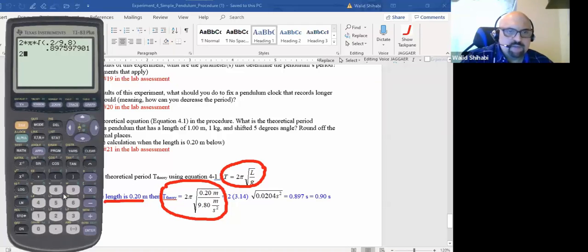So you do the same thing, 2 times pi, press second, then this is the pi here, times the square root. We'll open the square root, so press second, and open the square root, then 0.3 divided by 9.8, close the parentheses, and press enter, and this will give you the value for 2 pi times the square root of 0.3 divided by 9.8. You can do it for 0.4, 0.6, 0.8, and 1.